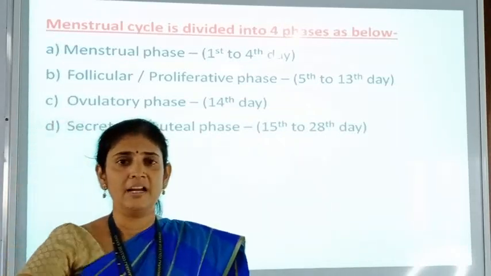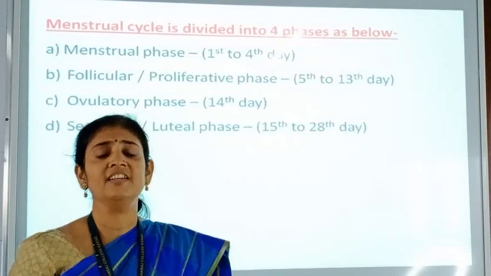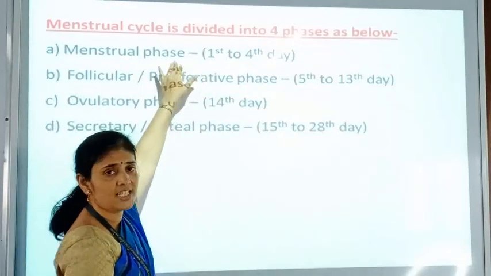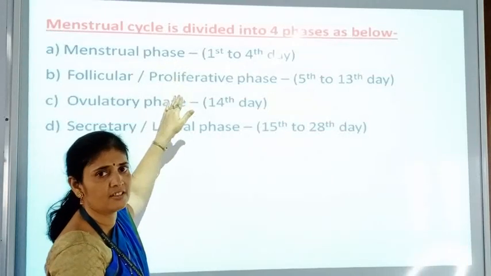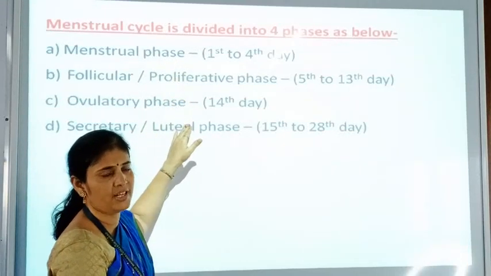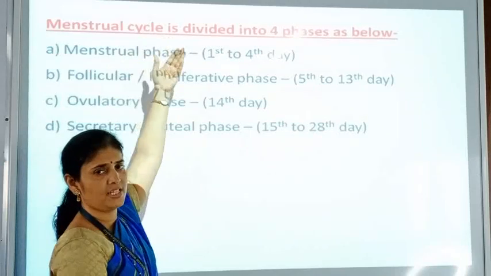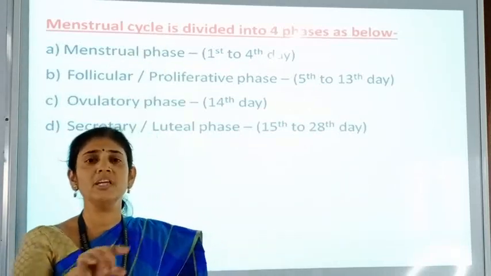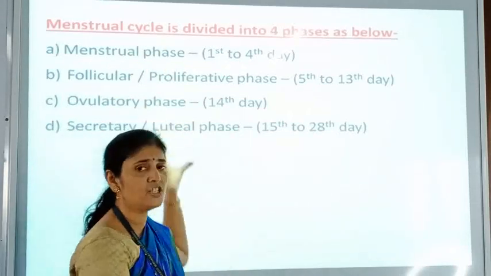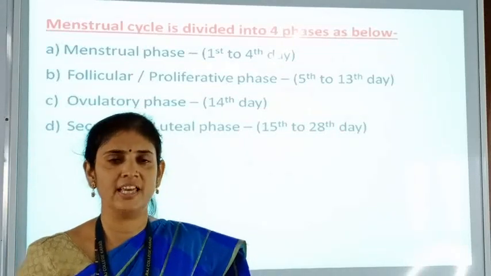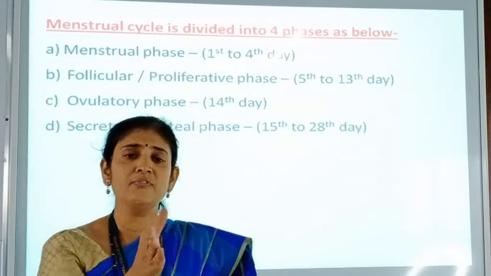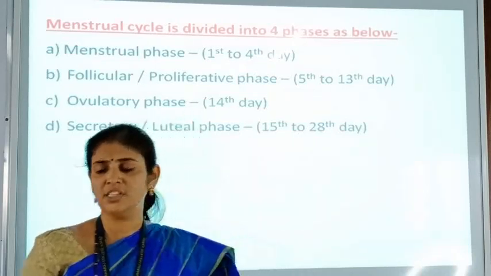So after the 28th day, the first phase is repeated. After completion of the first phase, second phase, third, and after third, the fourth phase. After completion of the fourth phase, again the first phase is repeated. In this way, all these four phases occur repeatedly during this menstrual cycle. Now we have to study the different phases and related information about those phases.